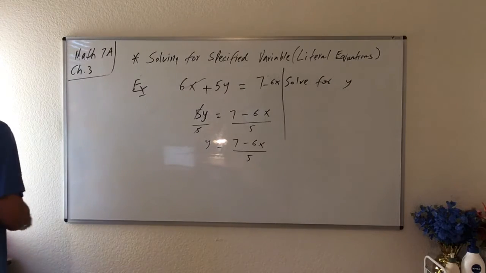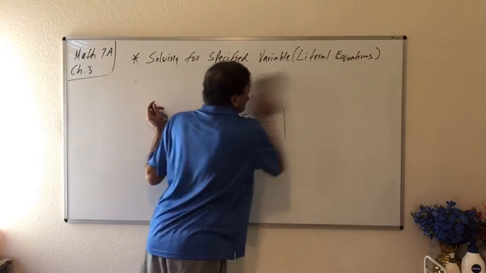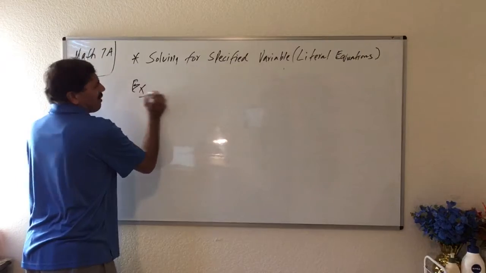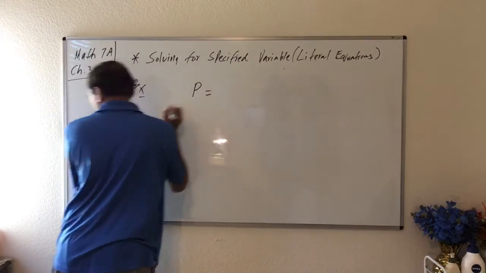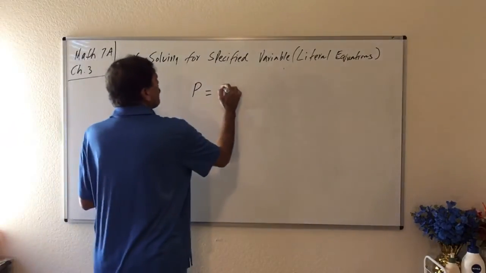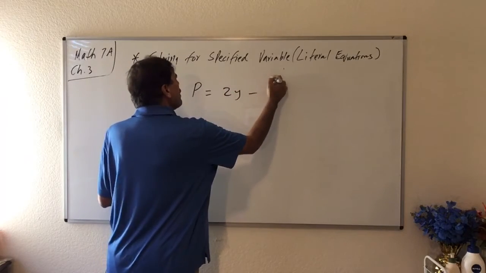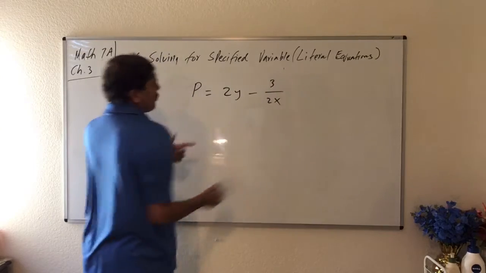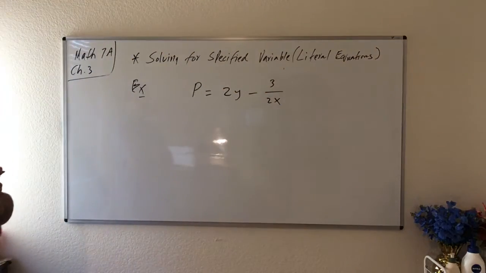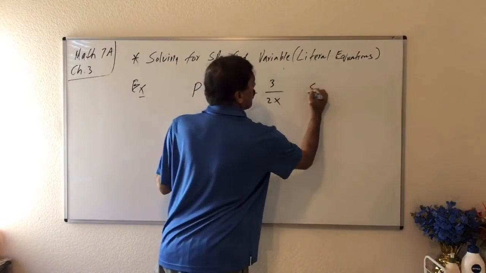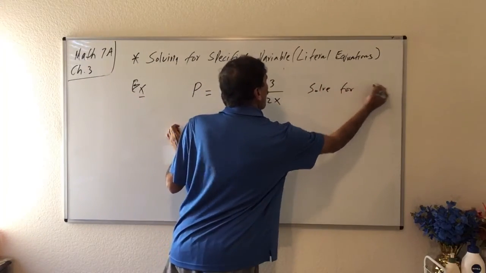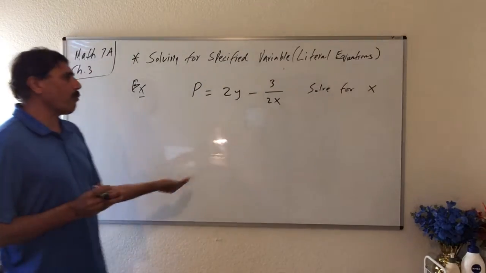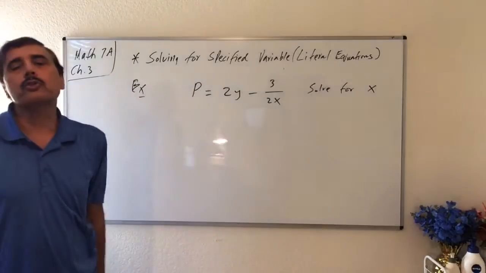Let me show you one with fractions. Let's say we have something like this: p equals, let's see, 2y plus 3 over 2x. Something like this. This is the equation, and somebody asks you to solve for x. We have p already isolated, so we can go for y or x. In this case, it's asking you to solve for x.